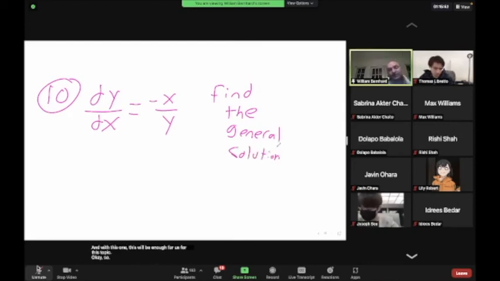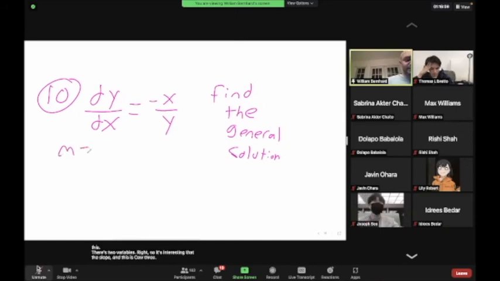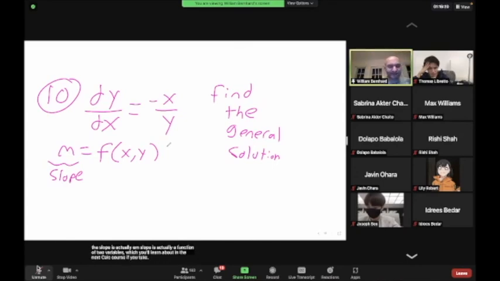Okay, so here I have a differential equation. dy dx is equal to negative x over y. What's different about this last example? There's two variables. Right. So it's interesting. The slope, and this is Calc 3 actually, is a function of two variables, which you'll learn about in the next calc course if you take it, f of x comma y. So you have an x and a y, you plug them in, and that xy pair determines the slope. So this differential equation is a function of two variables. Nevertheless, it is still first order and separable.